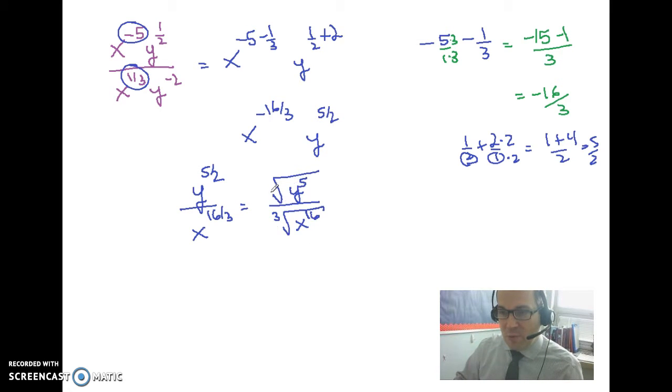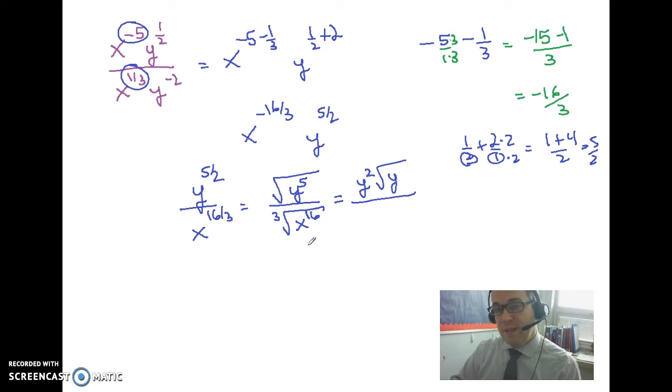This tells me I have 2 slots, and I have 5 y's to split among those 2 slots. So how many times does 2 go into 5? 2 goes into 5 twice. So I have y squared on the outside, and there was 1 left over, so there's still a y on the inside. I have 3 slots, and I have 16 x's to split among 3 slots.